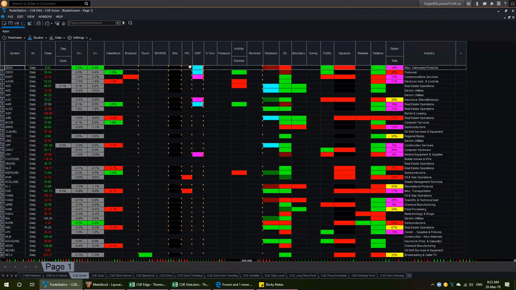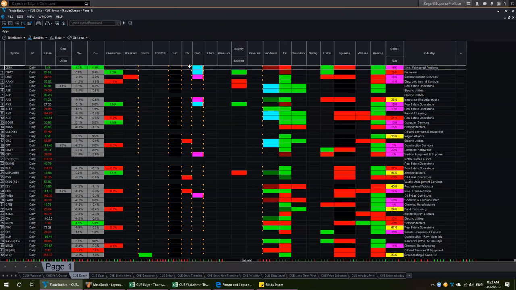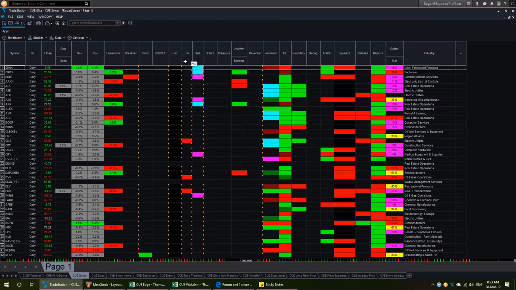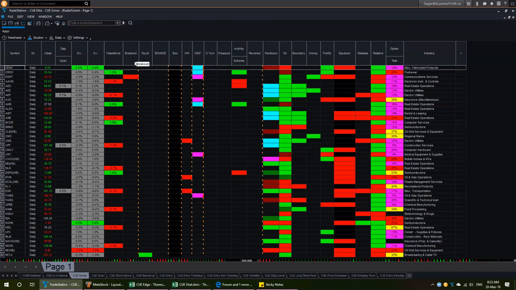The stocks with possible CUE trade setup will have colored cells in these four columns: headwind (HW) for reversal trade setup, GWF or go with flow for trend following trade setup, box for sideways market, and bounce for exhausting trade setup. We can also look for breakout trades using the breakout column.